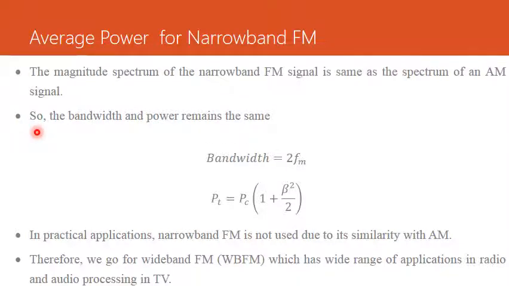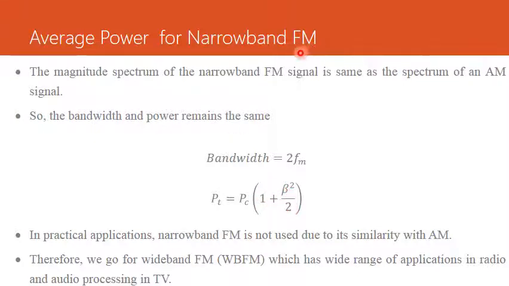So it is understood that both AM as well as narrowband FM contain 3 signal components, that is a carrier component, an upper sideband and a lower sideband. So the bandwidth and the power remain the same. The bandwidth is equal to 2 times fm, and the total transmitted power becomes Pc, the carrier power, into 1 plus beta square divided by 2. The same derivation of AM can be used here, and the final total transmitted power becomes carrier power into 1 plus beta square by 2.